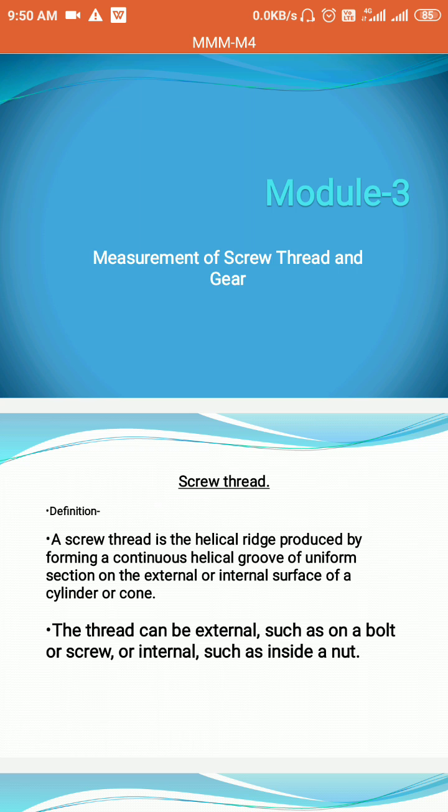In the first three modules, 1, 2 and 4, we have completely covered the whole syllabus. In this module I will be covering only one chapter, measurement of screw thread. Then we will go for module number 5.